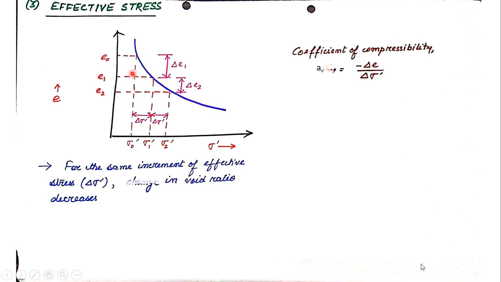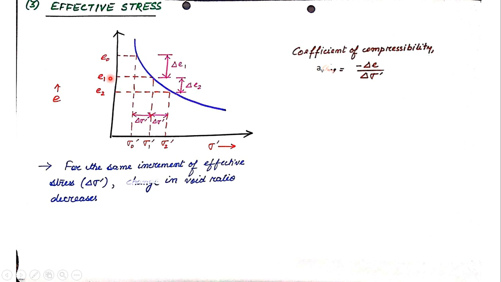Now observe carefully. Suppose initially I had a void ratio e naught. And then I apply some load, or you can say I am increasing the stress by del sigma dash. So now from e naught, the void ratio decreases to e1, right? After e1, what I do, I again increase the stress by the same amount, that is I increase it by del sigma dash only.